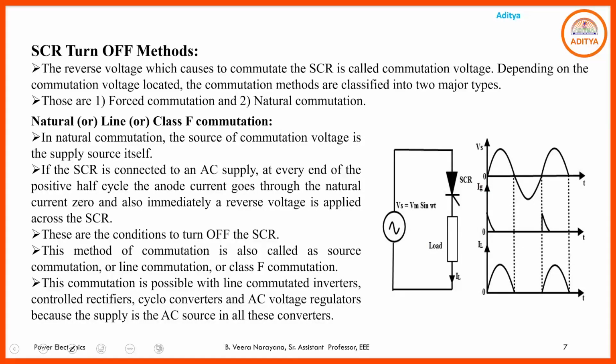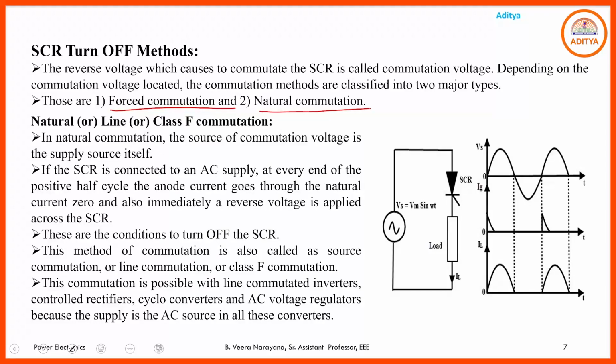Depending on the commutating voltage located, the commutation process or commutation methods are mainly classified into two types. Those are forced commutation and second one natural commutation. Those are forced commutation and natural commutation.